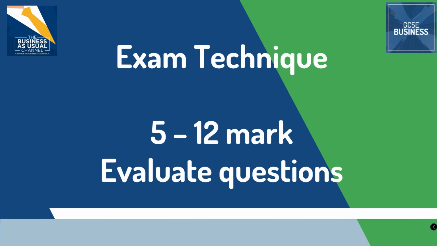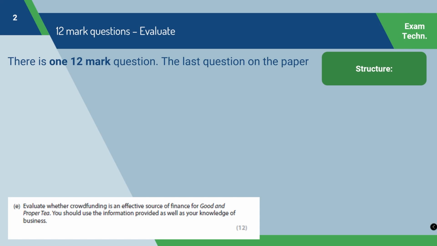Hi everyone, this is the final video in our GCSE Business Exam Technique series. This is about the 12 marker, the big scary 12 marker, the big evaluate question. The positive is there's only one of them on the paper, and it also signals the end of the paper as well, which is always nice to know you're coming to the end. So there is one 12-mark question, and it is the last question on the paper.